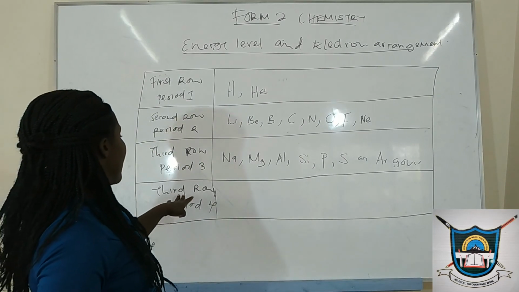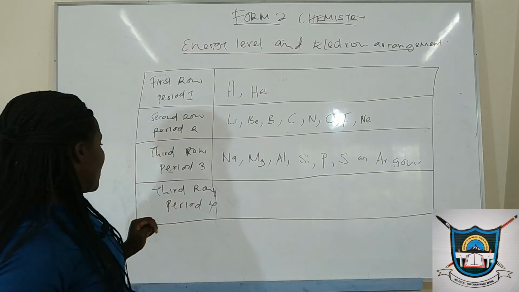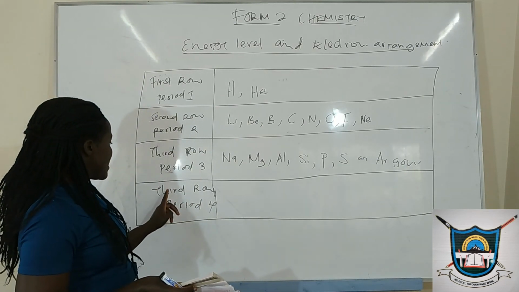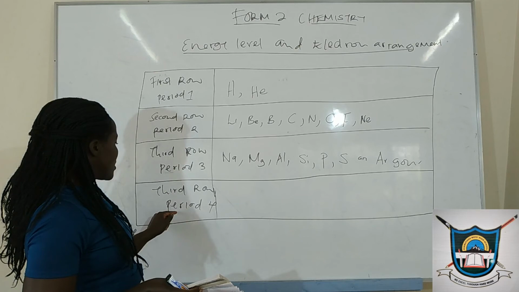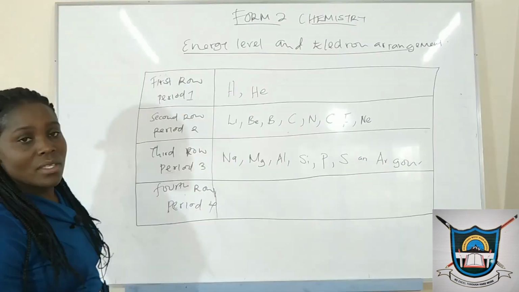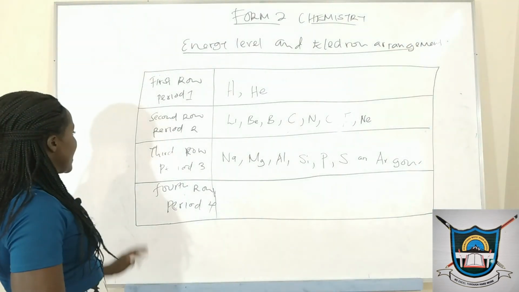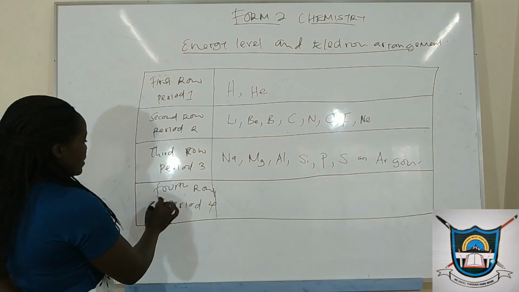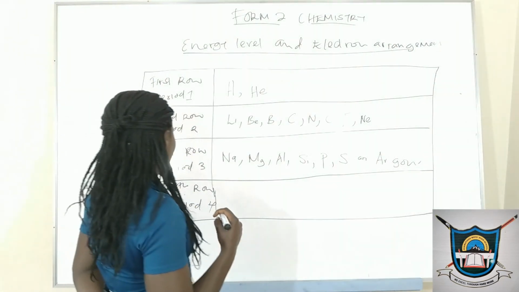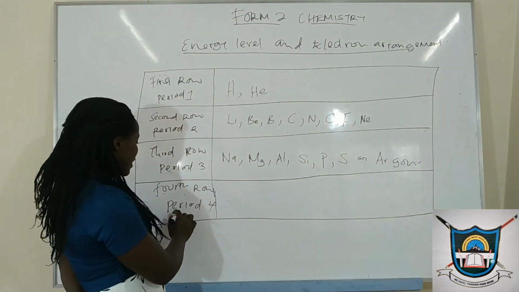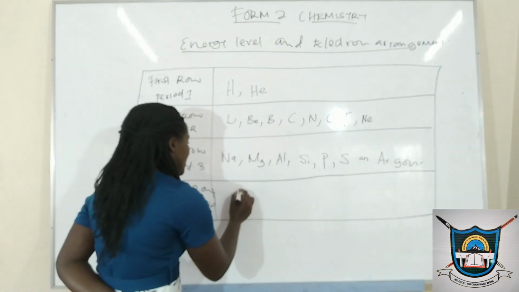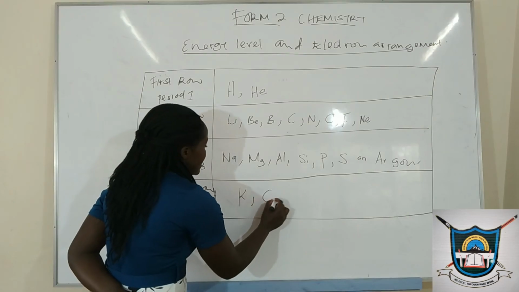Now the elements that will occupy the fourth row, I'm sorry, the next row is row number 4. The elements that will occupy the 4th row are those from period 4, and we say they have 4 energy levels. That is potassium and calcium.